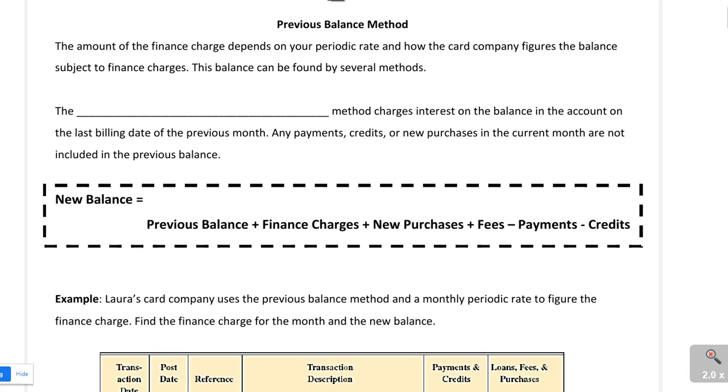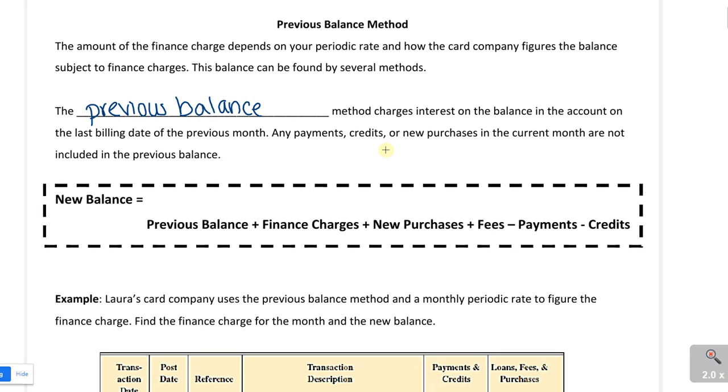Okay, let's look at the previous balance method. The amount of the finance charge depends on your periodic rate and how the card company figures the balance subject to the finance charges. The balance can be found by several different methods. The previous balance method charges interest on the balance in the account on the last billing day of the previous month.